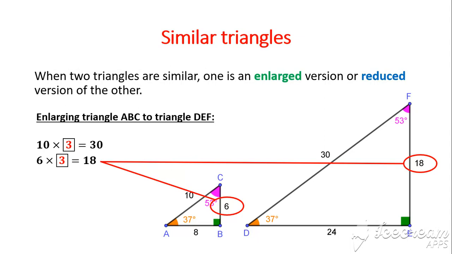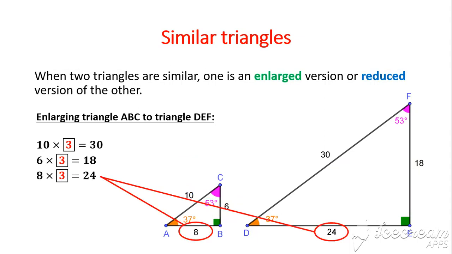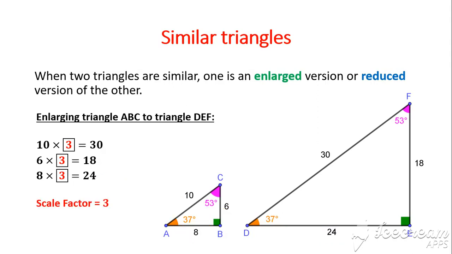This right-hand side, BC, was 6, and now after the enlargement it's gone to EF, which is now 18, and 6 times 3 is 18. And finally, this side AB, the base, was 8 and is now enlarged to 24, which is DE, and 8 times 3 is 24. So after working that out, we know that we have what we call a scale factor of 3. The scale factor is what we multiply the size of one thing by to get to an enlarged or reduced version of the other.